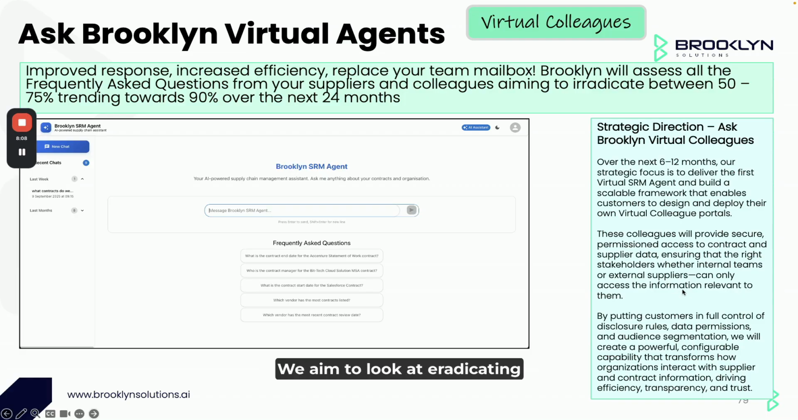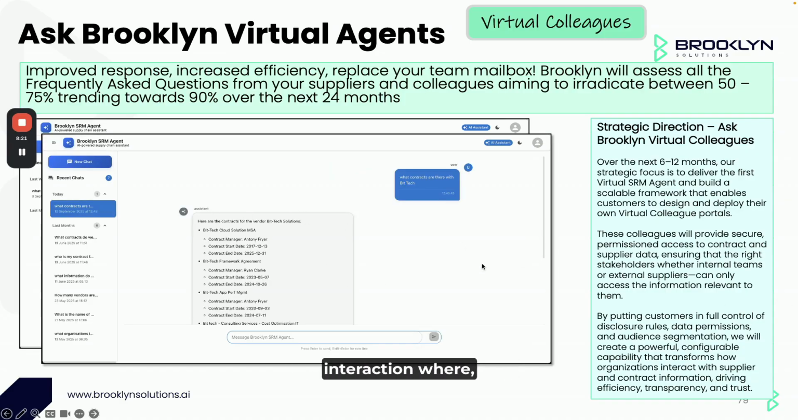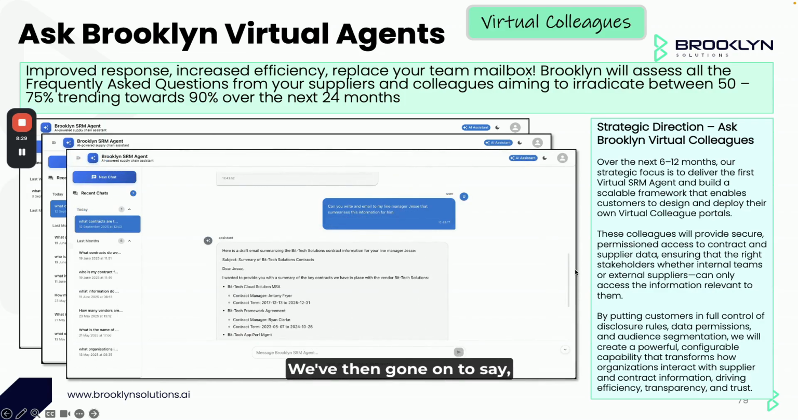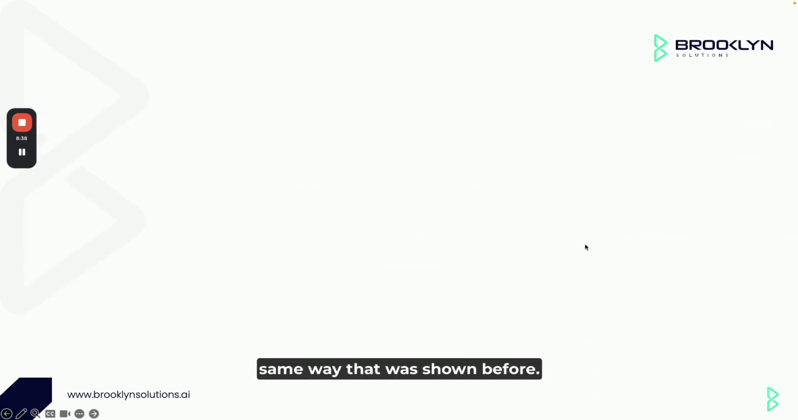We aim to look at eradicating between 50 and 75% of those questions within the first 6 months, and then towards 90% over a 24-month period. What you can see here is an interaction where users come on and ask what contracts are with BitTech. It's gone and listed all the contracts with BitTech. You've then gone on to say, can you write me an email to my line manager Jesse that summarises this information for him, and it will do that nicely for you, and you can copy that out in the same way that was shown before.